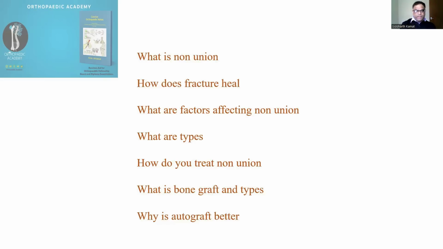How do you treat non-union? It's a very easy question actually. You have to look at the general factors and rectify that. Look at the local factors. See what type of non-union it is. If it is a hypertrophic non-union, then all that it needs is stability. If it's oligotrophic, then it will require reduction and stability. If it's atrophic type, it will require stability as well as some augmentation, like with bone graft.